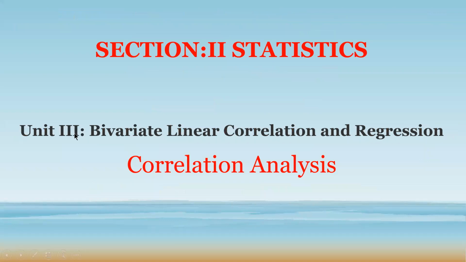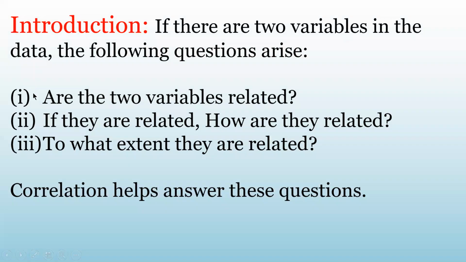So Unit 3 is bivariate linear correlation and regression. This unit is divided into 2 subunits. First one is correlation analysis and the second one is regression analysis. So today I'm starting with correlation analysis. Now what is correlation?